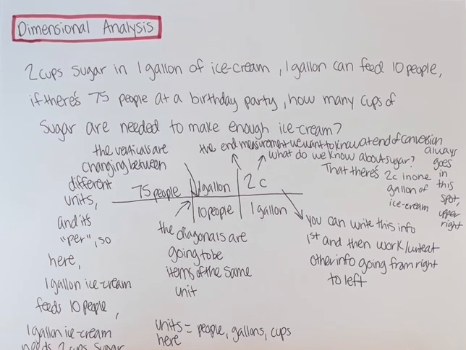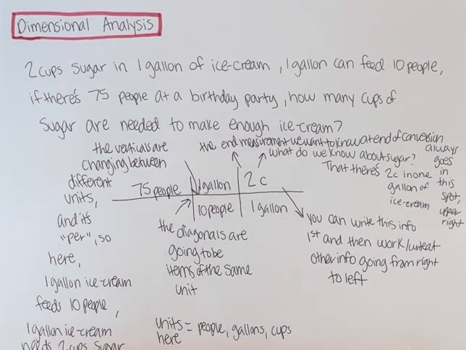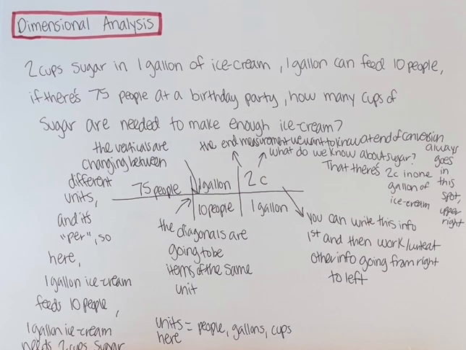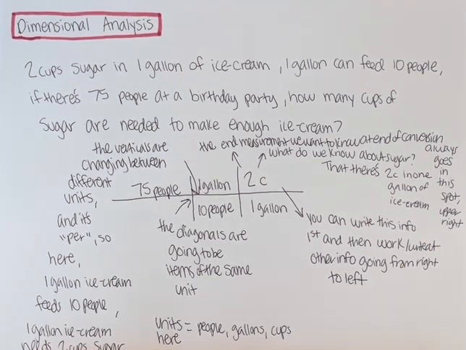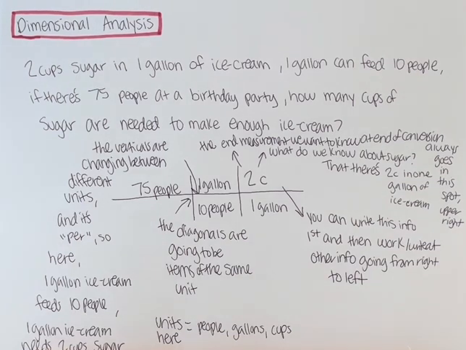When you keep in mind what the diagonals are and what the verticals are, and going from right to left like that, then you know where to put things, what to put on the top and the bottom and what to put on the right and left. And so that way you know how to set up the problem. And then all you have to do is multiply the things on the top and divide the things on the bottom. In this case, it would be 75 times 2, and then after you get that number, you would divide by 10.